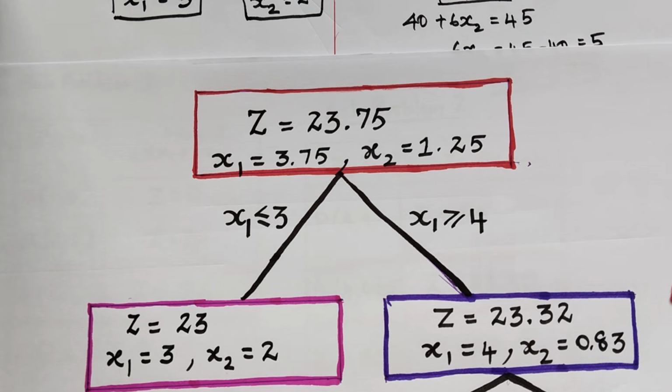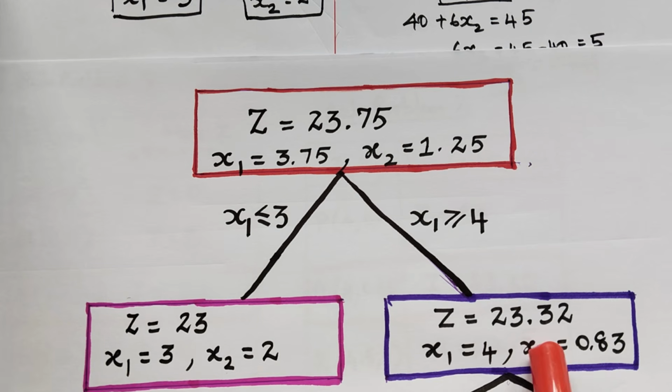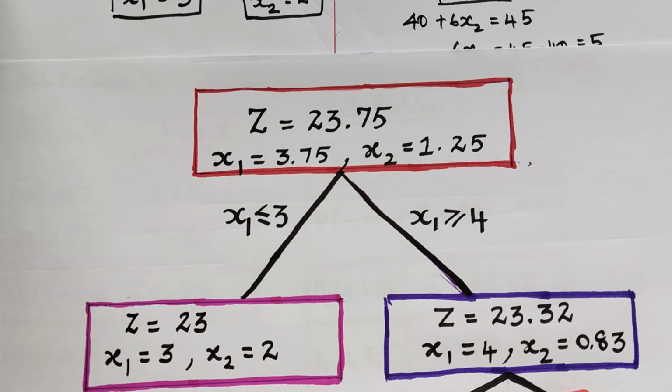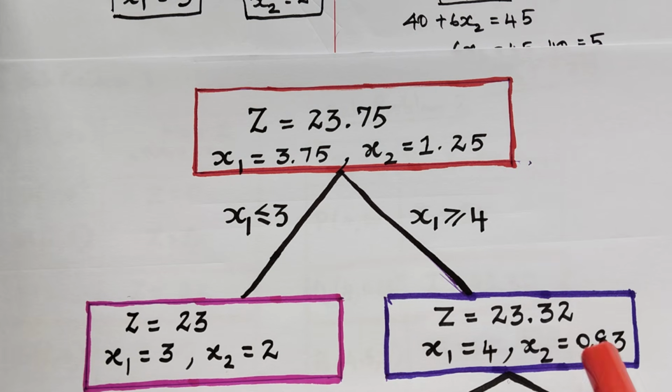So again, this problem has to grow as a branch. So how to branch it now? Now if you see, here we have 4. This is an integer value, so we need not worry about it, whereas this value is the decimal 0.83. So now this value has to give rise to the branch.